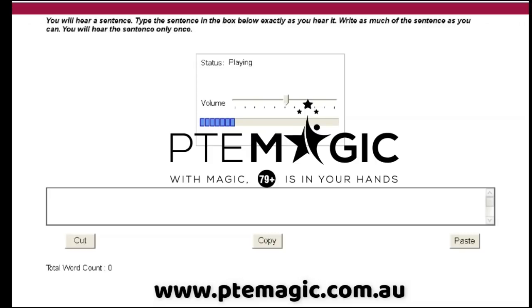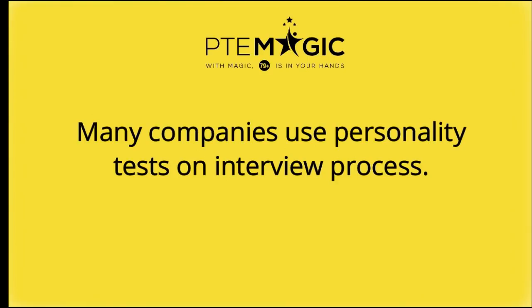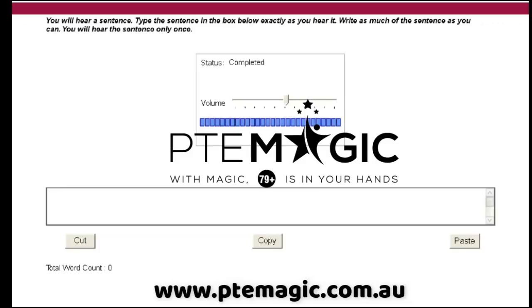Many companies use personality tests on interview process.